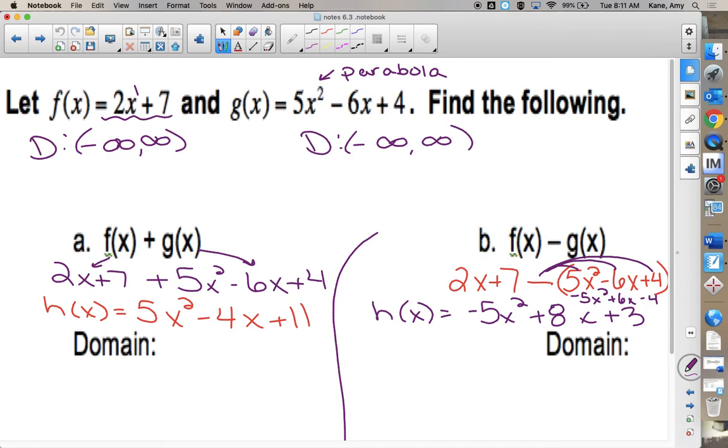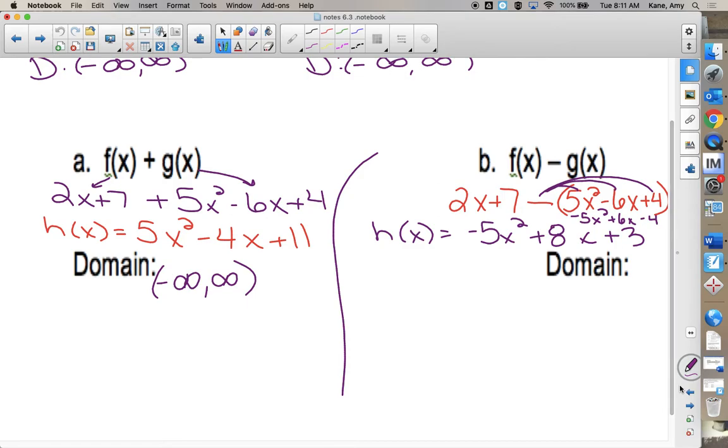Well, in this case, the domain is the same for each function, so that means the domain for the addition is negative infinity to positive infinity. And again, it's because the domain is the same for both f of x and g of x. If it was different, then I'd have to find the overlap. The domain of the subtraction is negative infinity to positive infinity.